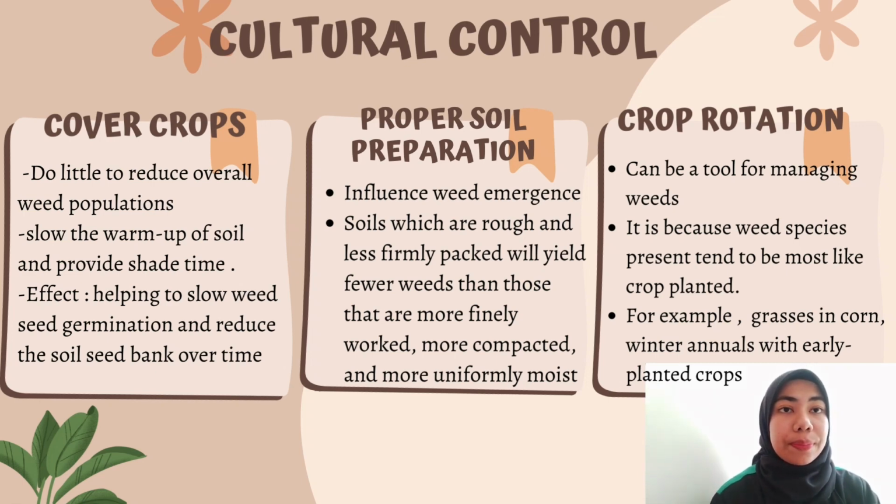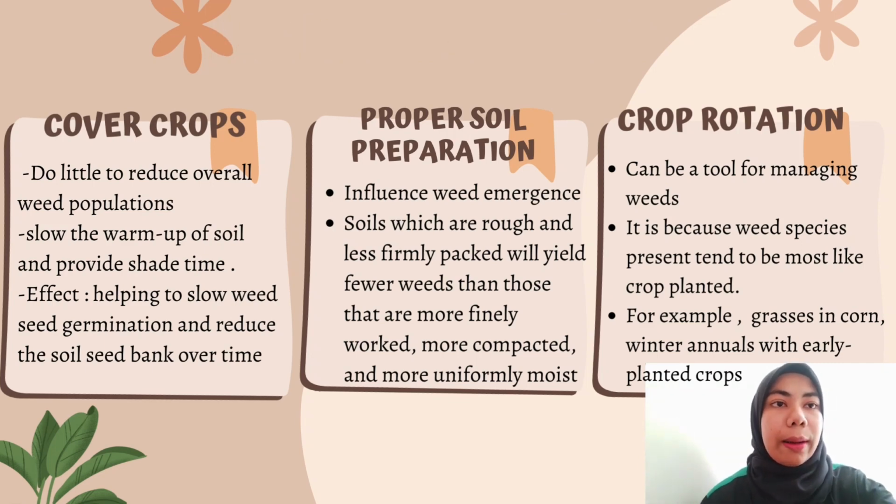The third example that we do in cultural control is crop rotation, because crop rotation can be a tool for managing weeds. It is because the weed species present tend to be most like the crop planted. For example, grasses in a crop, winter annuals with early planted crops.